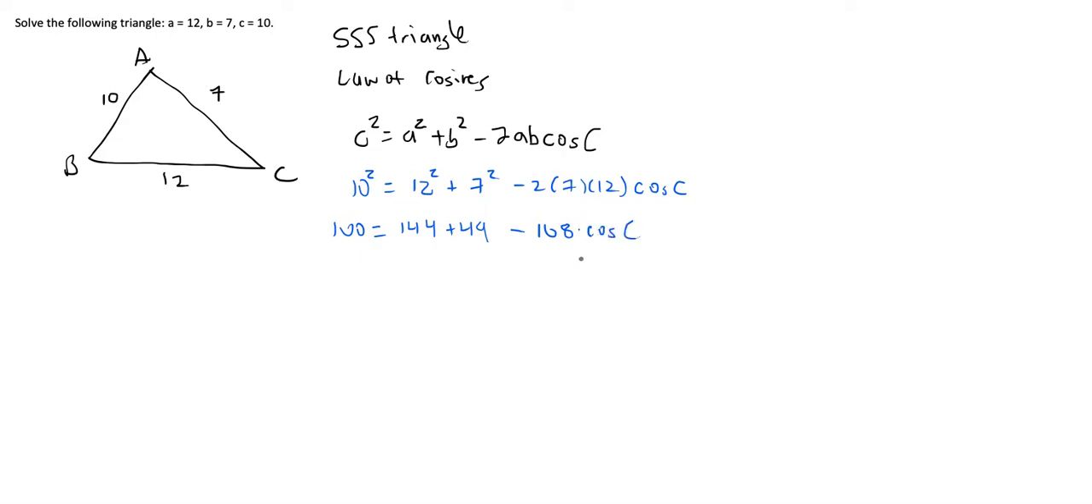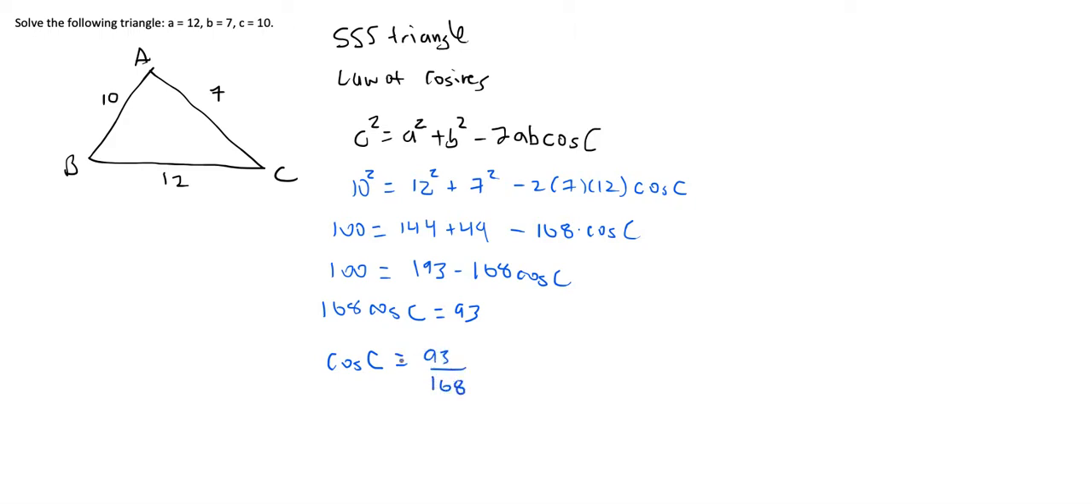Now we want to isolate the cosine of C. This is just a little bit of algebra. We can add 144 plus 49, which gives us 193. Now I'm going to add the 168 cosine C to the left and subtract the 100 to the right. So we get 168 cosine of C equals 193 minus 100, which is 93. So the cosine of C is equal to 93 divided by 168.